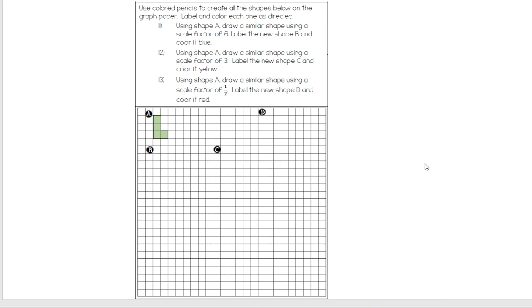Okay, so what I want you to do for the remainder of the class period is you are going to finish this assignment and then you are going to work on your ALEKS assignment, scale factor number 2. So let's go ahead and go through. I want to make sure that you know how to do each of these. It says use colored pencils to create all the shapes below on graph paper. Label and color each one as directed.